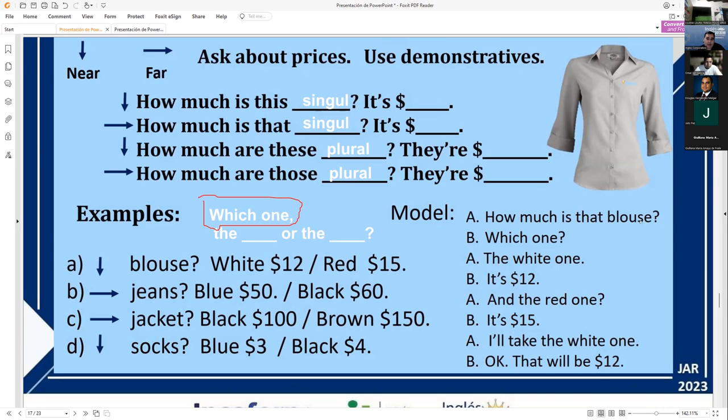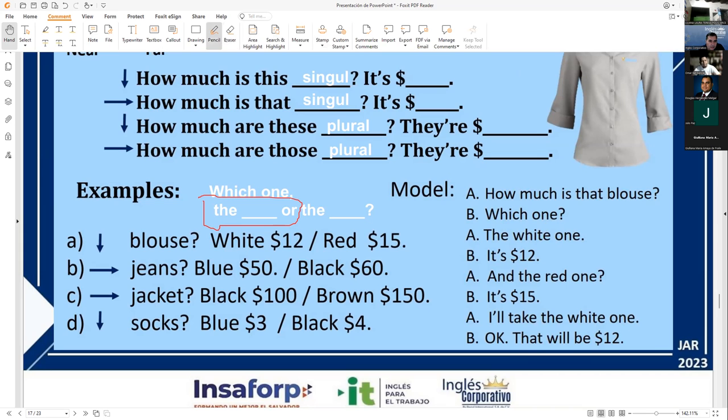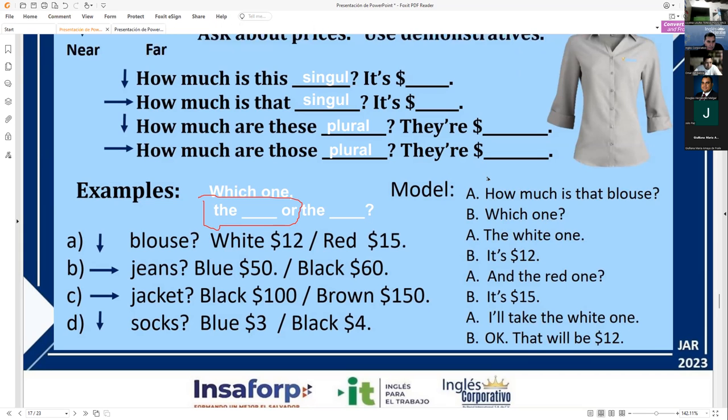How much is this blouse? Which one? The white one? Ajá, and even, which one? The white one. Ok, aquí... Si se fijan, no tiene las dos opciones, solo which one. Dice, the white one is $12 and the red one is $15. I'll take the white one. Okay, that will be $12. Okay, pero en este caso sí tiene razón que tiene que ser this, porque estamos refiriendo específicamente a este. Ajá.